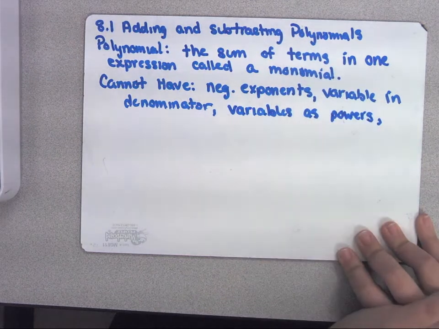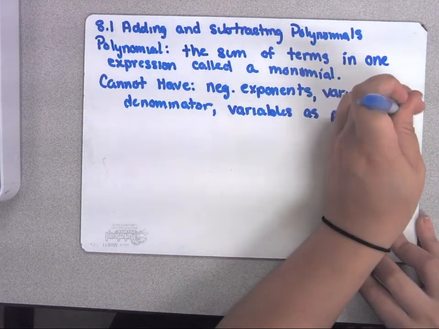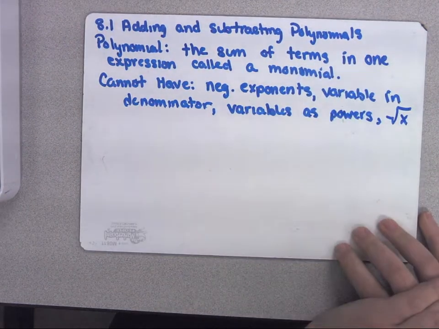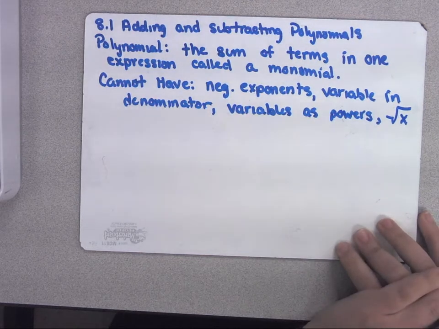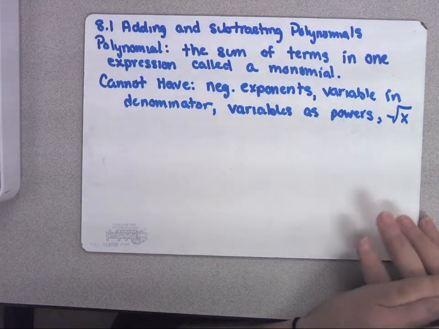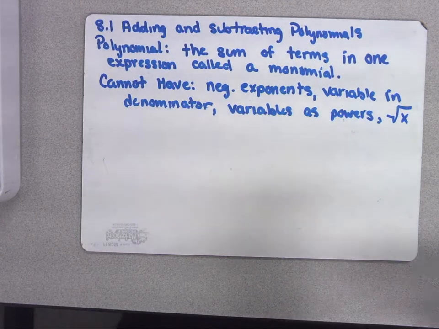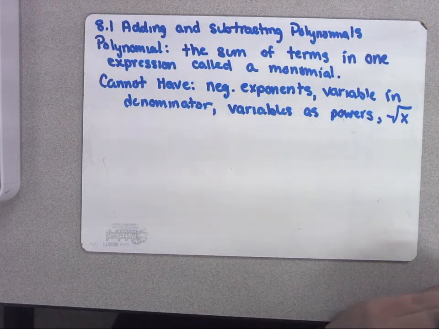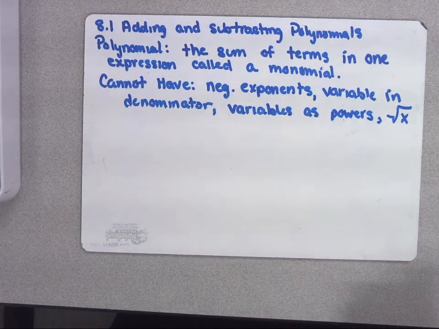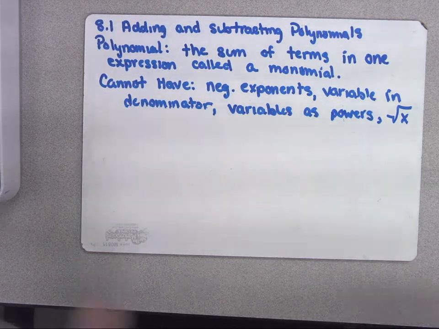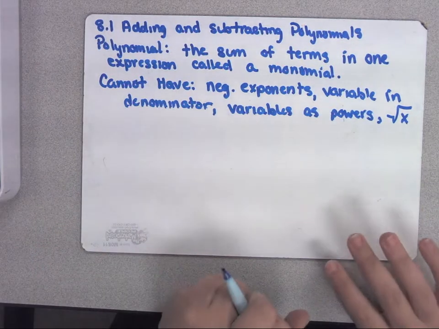And the last thing we're not allowed to have is roots of variables. So I just put the square root of x. Technically, you can have the square root of 2 because that's a number, though you won't see it. You cannot have roots of variables. So variables cannot be in any weird places or have any weird exponents. Basically what that means. Okay, part of your homework will be them asking you, is this actually a polynomial?